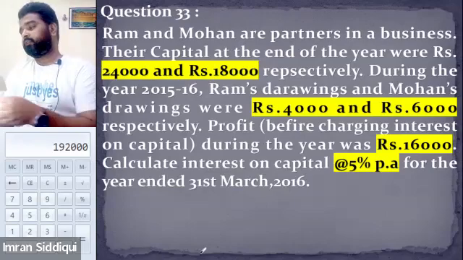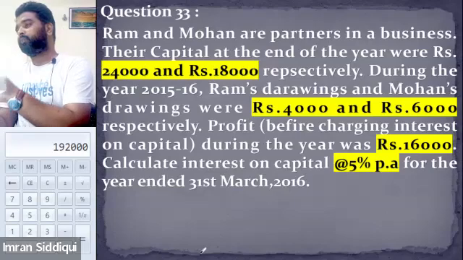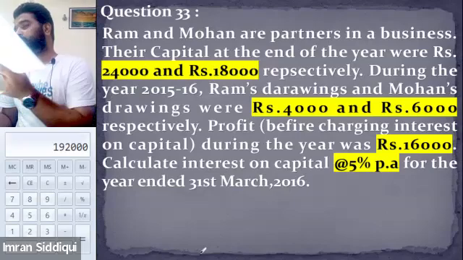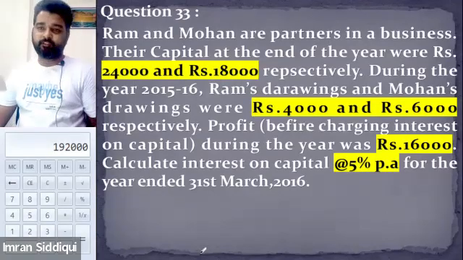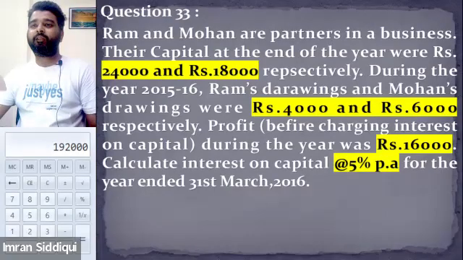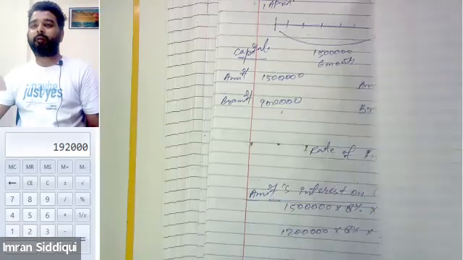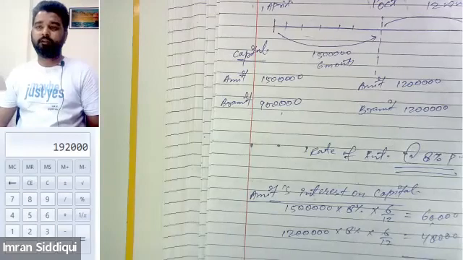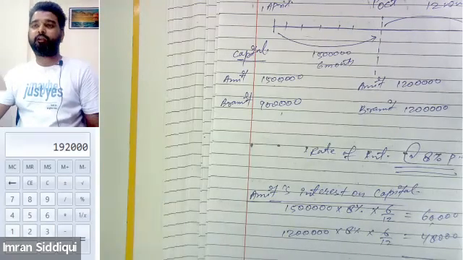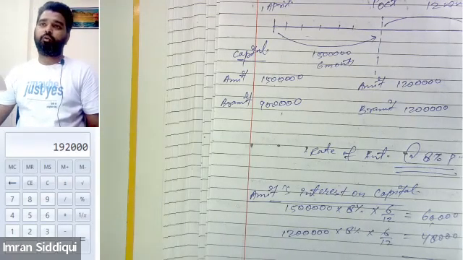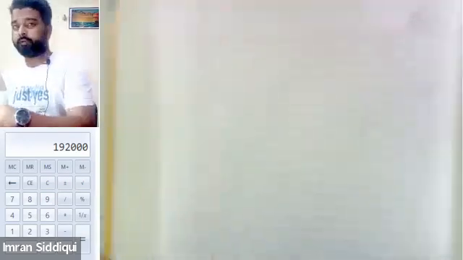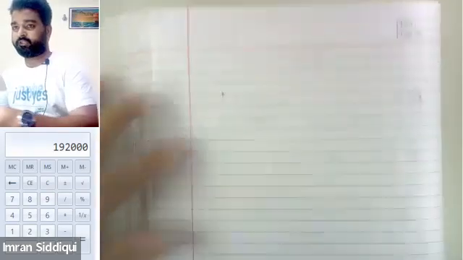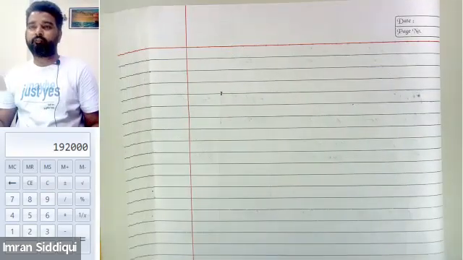So guys, one thing that you need to understand is that for charging interest on capital, we need to have the information regarding their opening capital balances. Unless and until we have their opening balances, we won't be able to figure out their interest on capital, right? So we will have to find out their opening capital balance. Now see, try to pay attention and try to understand how we are going to do that.